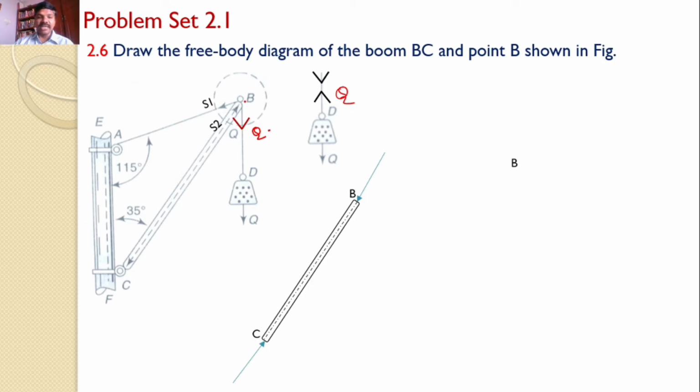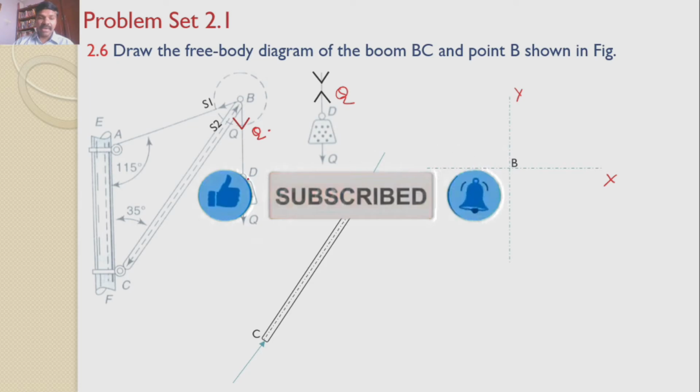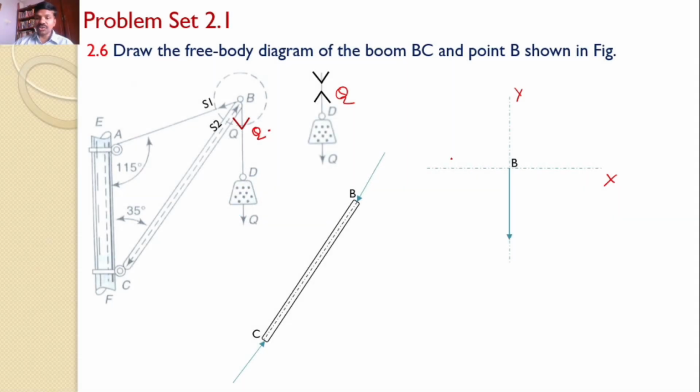Now let us consider the various forces that are acting at point B. I am considering my XY axis. This is my point B. What are the various forces? The first force is Q, acts along BD and it is downwards. So this force acts along BD and in the downward direction, and the magnitude is Q.